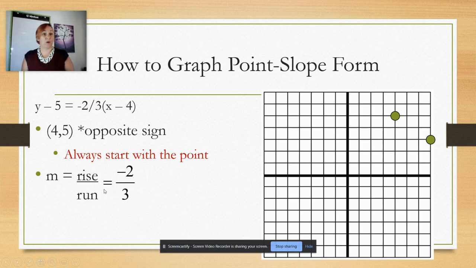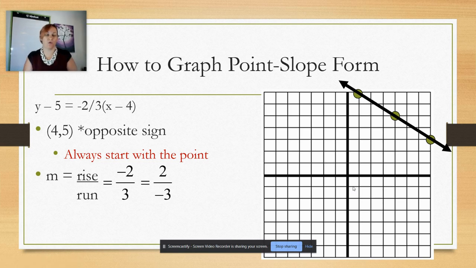Now, we said on the last problem, we can always write our slope in 2 different ways. So the other way to write this slope would be, instead of attaching the negative to the top number, I could alternately attach the negative to the bottom number. If I attach the negative to the bottom number instead, now my slope says +2 for a rise and -3 for a run. And again, notice that all 3 of my dots are lining up to make that nice straight line, a linear equation. This is how to graph point-slope form.